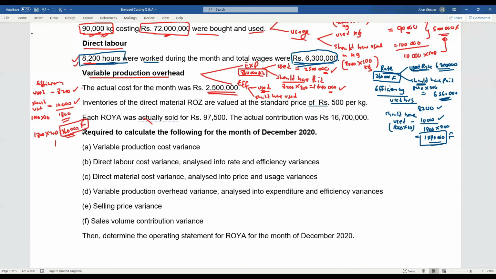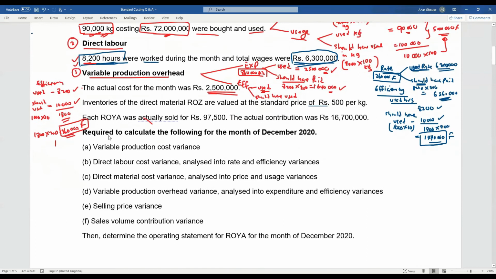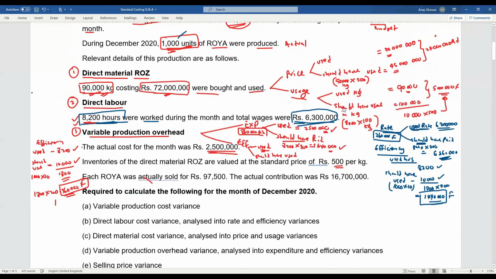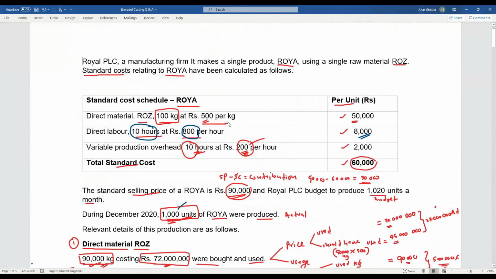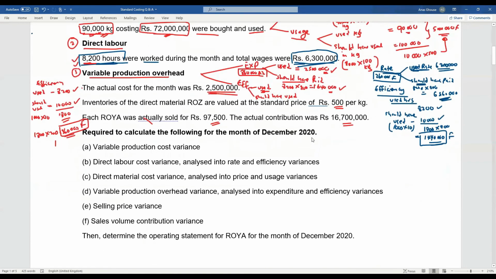Now we have calculated three main variances: direct material, then direct labor, and variable production overhead. Now, in addition to that, you are given inventories of the direct material rows valued at the standard price of 500 per kg, so that is the cost as per plan. Each roya was actually sold for 97,500. The actual contribution was 60,700,000.